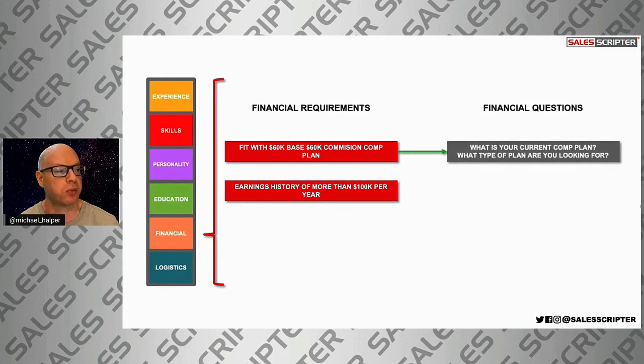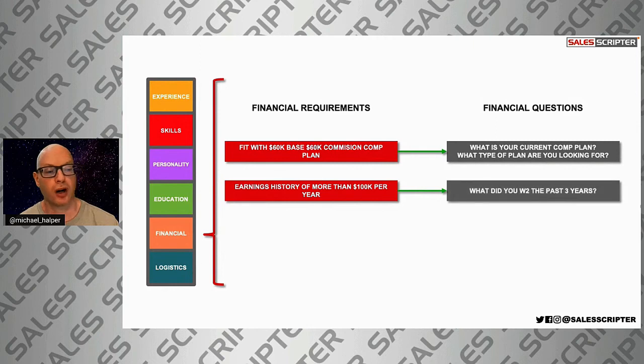So if that's the comp plan, what's your current comp plan? What type of plan are you looking for? Talk regarding earnings history. What did you W-2 the past 3 years? That's a great question to ask to find out where the other person's been to see if it matches up with the position you're looking for.